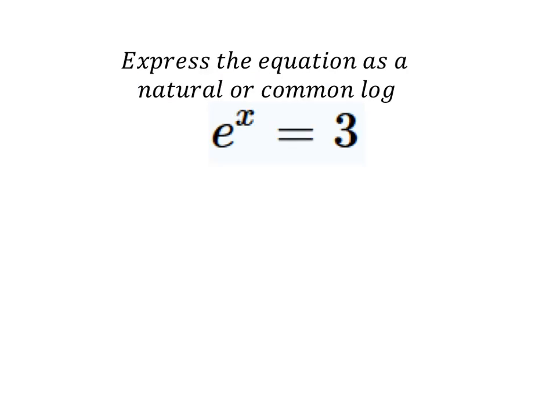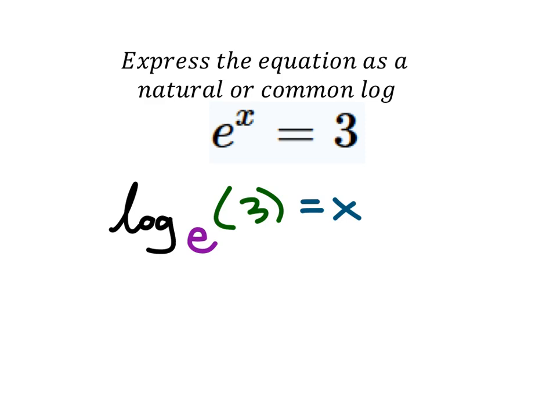Express this equation as a natural or common log. So the base is e on this, so I know that I'm going to be using a natural log. Now if we were to shift it, that means we'd have to change this into a straight log. Then it'd be log base e of 3.